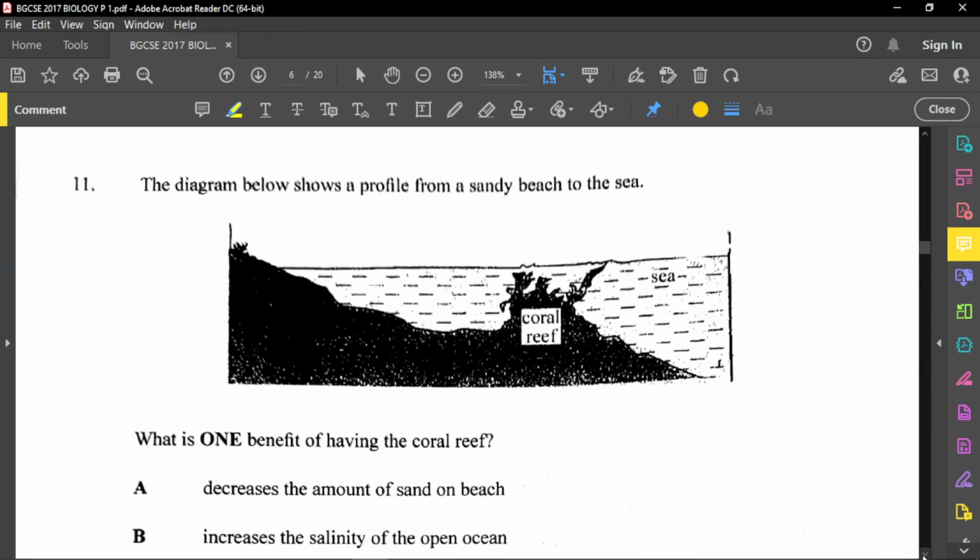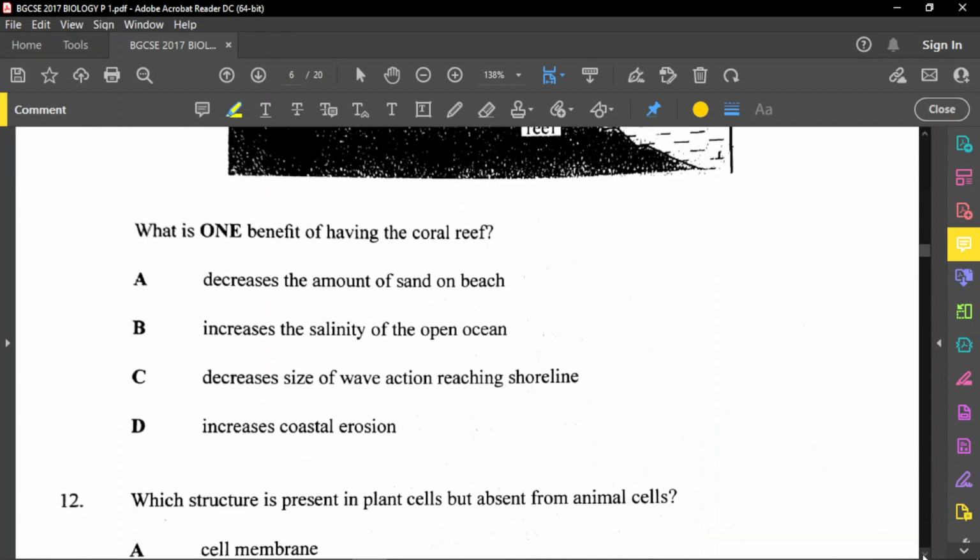All right, so question number 11 now. The diagram below shows a profile from a sandy beach to the sea. It asks, what is one benefit of having the coral reef? A says decrease the amount of sand on the beach. That is not true because the coral reef is a sand factory, especially because of the parrotfish that nibble on the algae on the coral reef. They inevitably take off some rocks, and when they digest the rock and poop the rocks out in fine parts, that's actually sand. So the parrotfish assist us in producing sand.